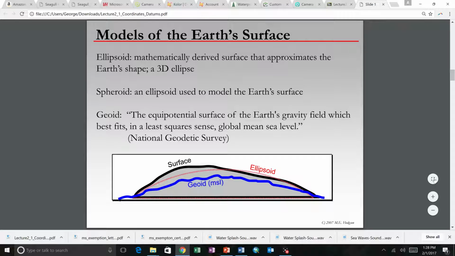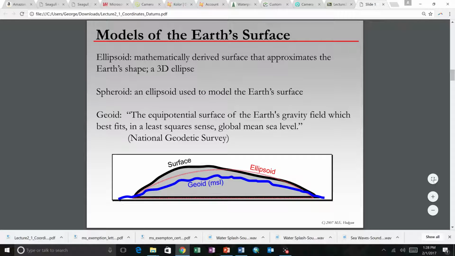So the geoid kind of goes up and down throughout the world. And typically when we're making maps, we don't use that surface. We use the ellipsoid, which is a mathematical approximation of the Earth. That's what we typically use when we're making maps. So every coordinate system needs an ellipsoid.